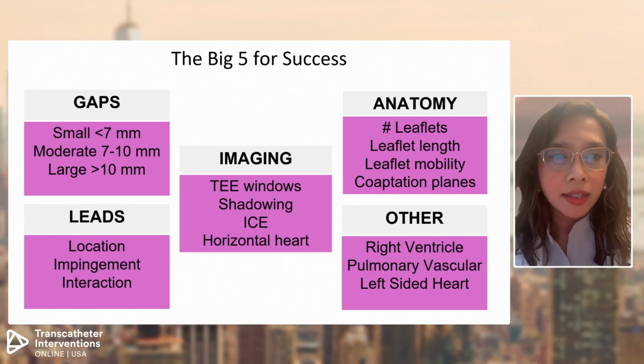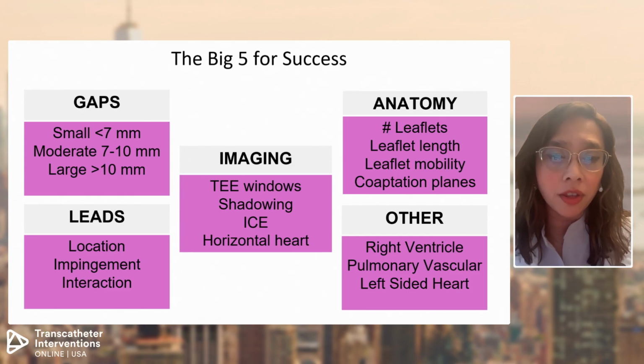These are the 5 things that I told a lot of my fellows for anatomical success, in terms of the gaps, the anatomy, the leads, the imaging windows as highlighted by Edwin, as well as the use of ICE. And not only forgetting about just the tricuspid TR and the annulus and the leaflet morphology, during the planning process you need to look at also the right ventricle, the left-sided presence of any valvular disease, and the pulmonary vasculature as well. Next slide.